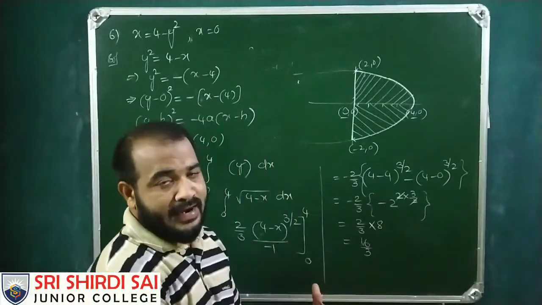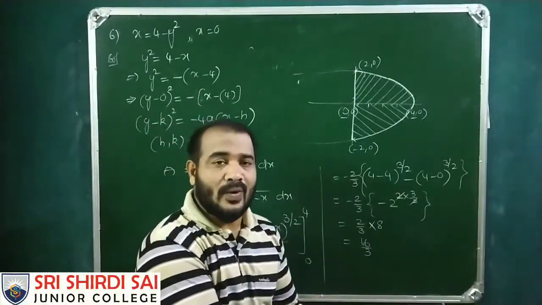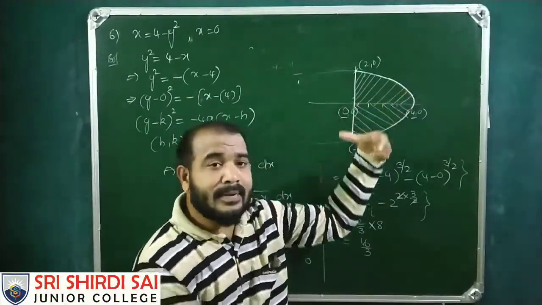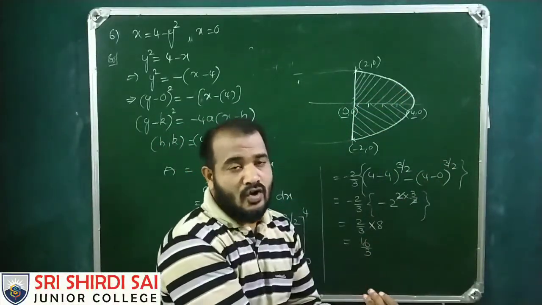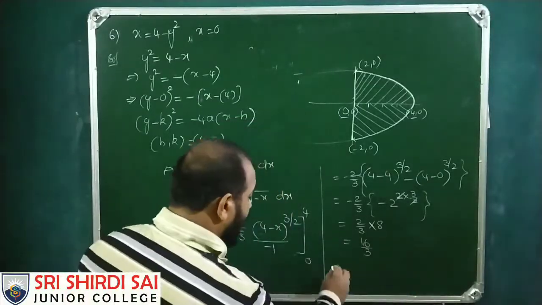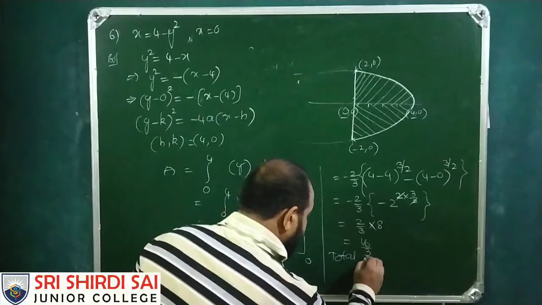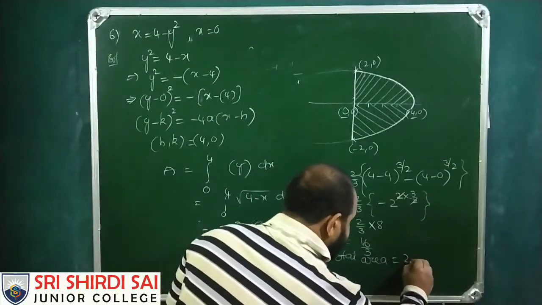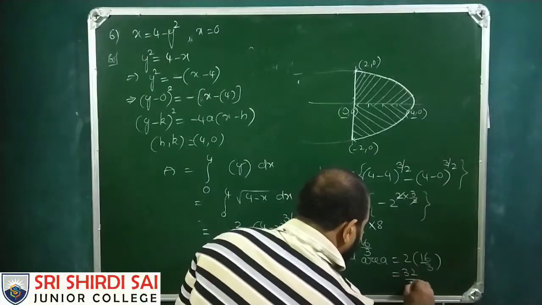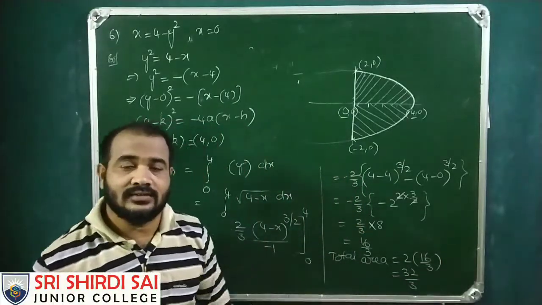Please bear in mind that this is not the required area, because this upper area is what we got right now. So to obtain the whole total area, it is twice 16 by 3, which is equal to 32 by 3 square units.